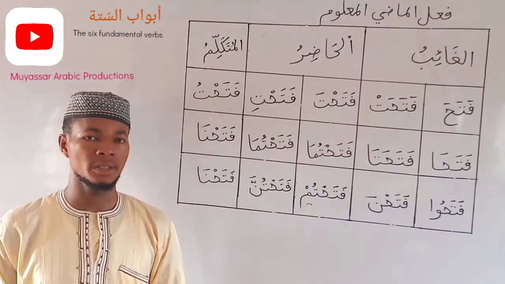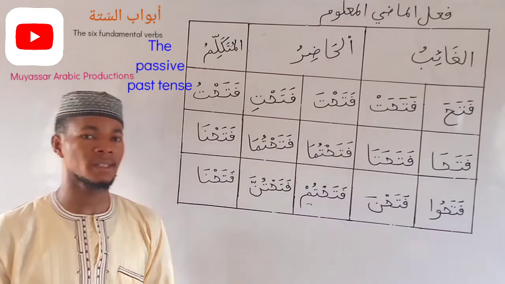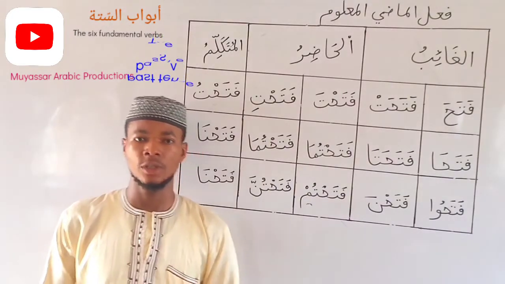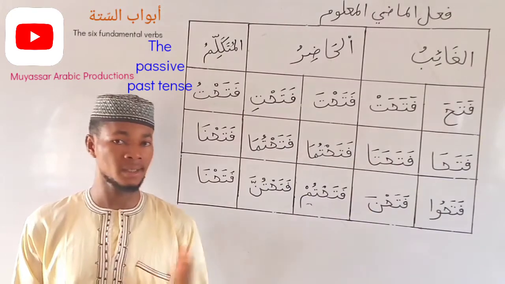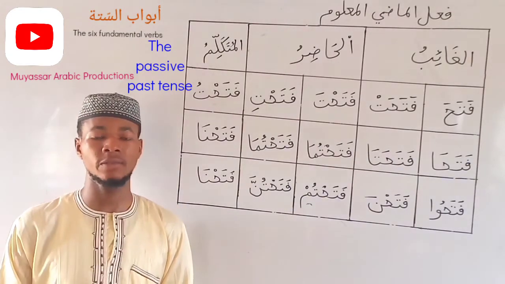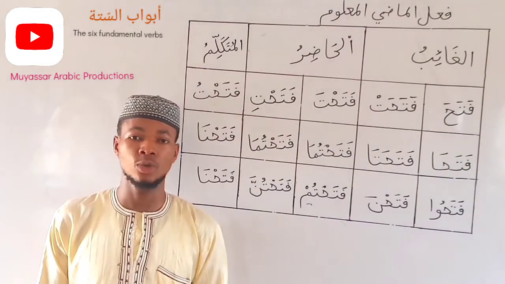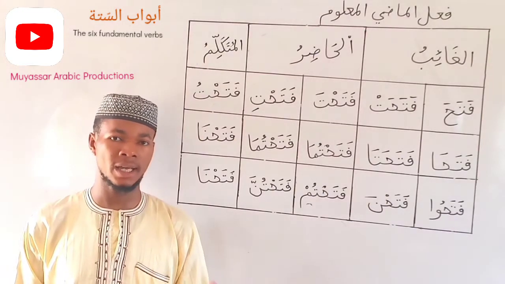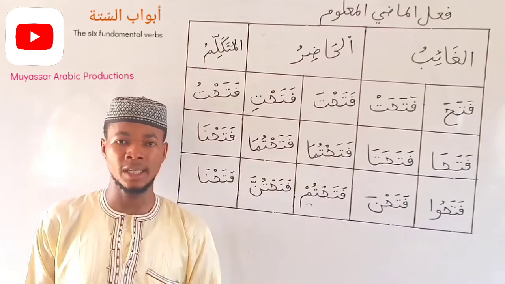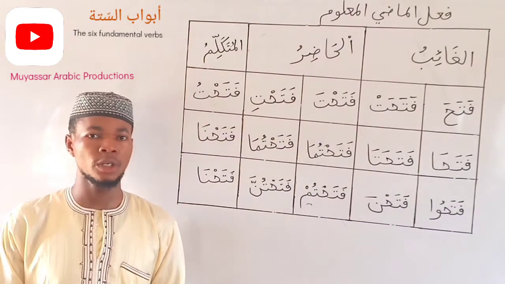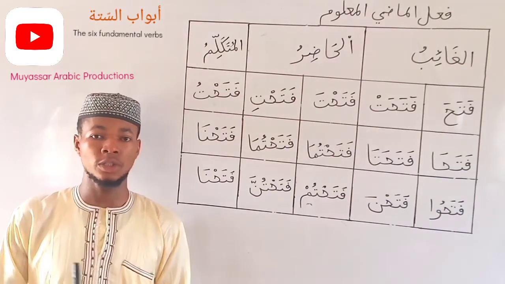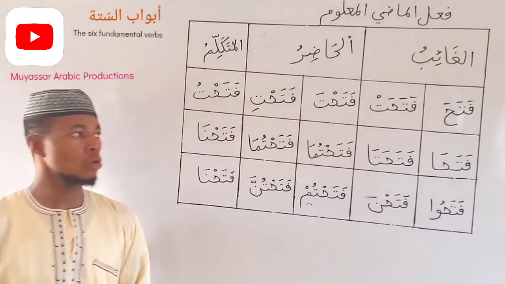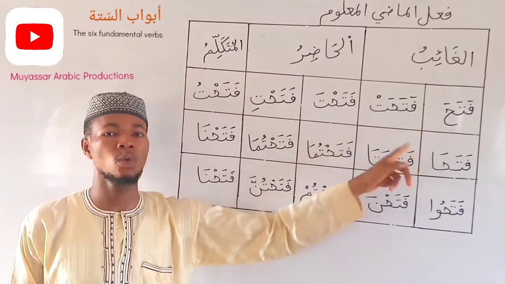Now let's look at the second one, which is fi'l al-madi al-majhul, the passive past tense of the verb fataha. So in Arabic language, when you want to change the past tense from its active form to a passive form, all you'll be required to do is to change the first letter of the verb to dhamma. Then you also change the second to the last letter of the verb to kasra. For instance, we have the verb fataha to be in the active form. Now you want to change it to a passive form, so we will say futiha. So here you say futiha, meaning he was opened.